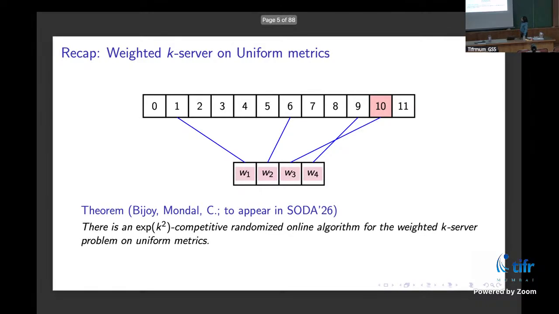So the plan is to present this result of ours, which will appear in SODA this year. The claim is that there is an exponential k-squared competitive algorithm for the weighted k-server problem on uniform metrics. What does this mean? It means that there is an algorithm which guarantees that for every input, the expected cost of the algorithm is at most exponential k-squared times the optimum cost to serve that input. And remember from yesterday that I mentioned it is impossible to get anything better than exponential in k for this problem.